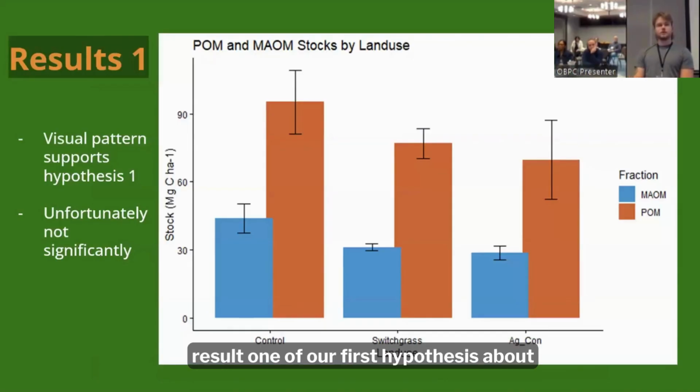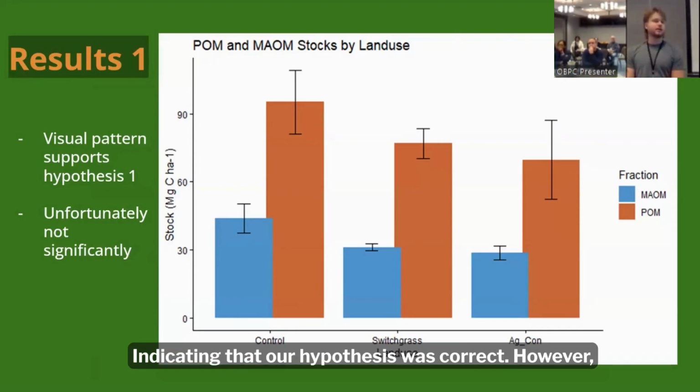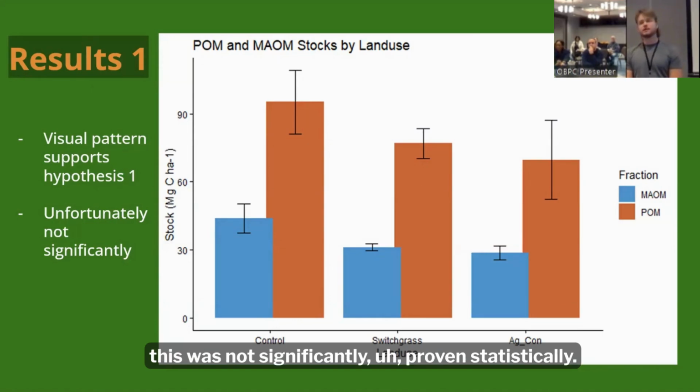So result one is for our first hypothesis, about land use and the partitioning of the carbon stored by the stands. As you look at the graph, we do see a visual pattern on both MAOM and POM, indicating that our hypothesis was correct. However, this was not significantly proven statistically.